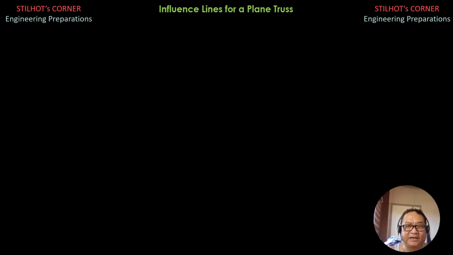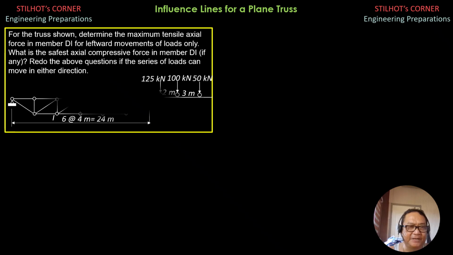So here is the problem. For the truss shown, determine the maximum tensile axial force in member DI for leftward movements of loads only. Then what is the safest axial compressive force in member DI, if there is any? Then redo the above questions if the series of loads can move in either direction.